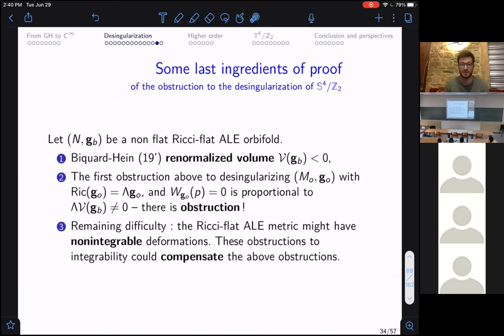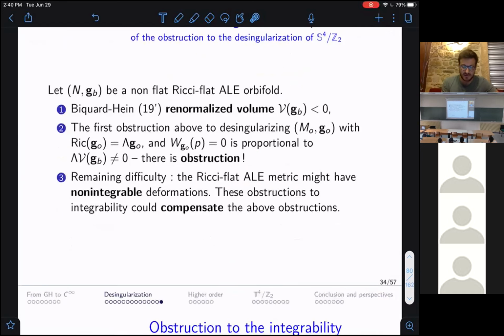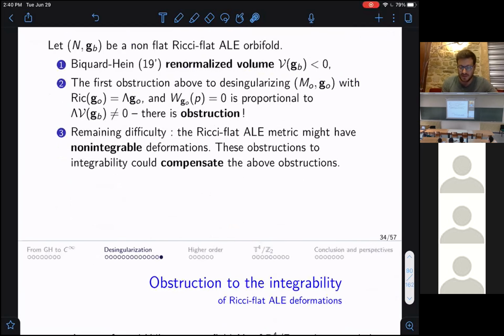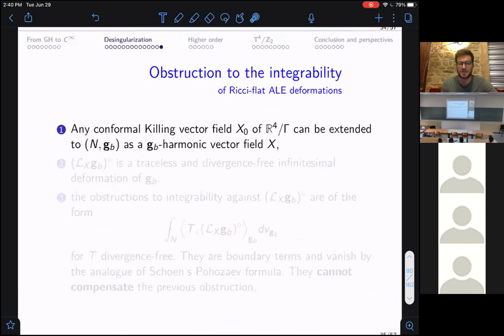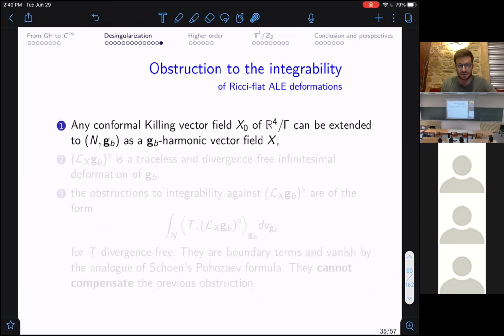These are very different in nature, I mean, in what causes them, but they can compensate each other. And that was the main problem remaining. And so we want now to understand these obstructions to the integrability of Ricci-flat deformations. And I want to motivate the fact that what we want to prove is that these obstructions cannot compensate the previous obstructions. And let me just mention quickly a few steps of this proof.